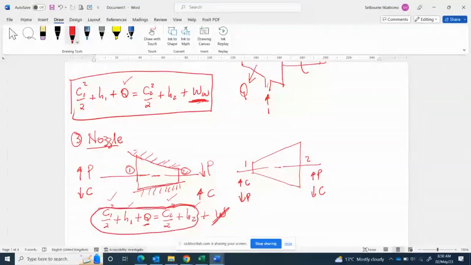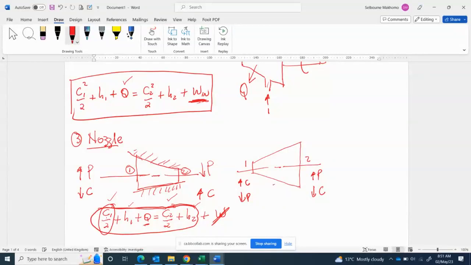Sometimes you'll be told that the velocity at the inlet is negligible, in other words, very, very small. Therefore, this part is going to fall away, and you have H1 plus Q is equal to C2 squared over 2 plus H2. Because you know the function of a nozzle, when you do a calculation you always expect that your C2 is higher than your C1. That is the function of a nozzle.